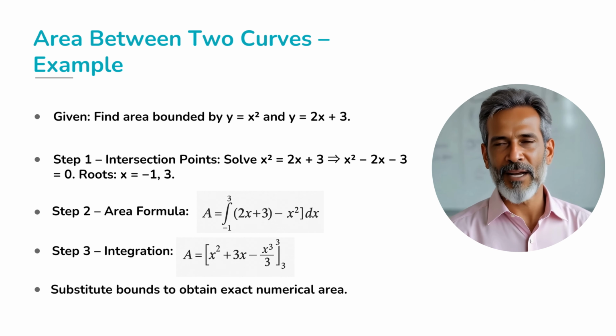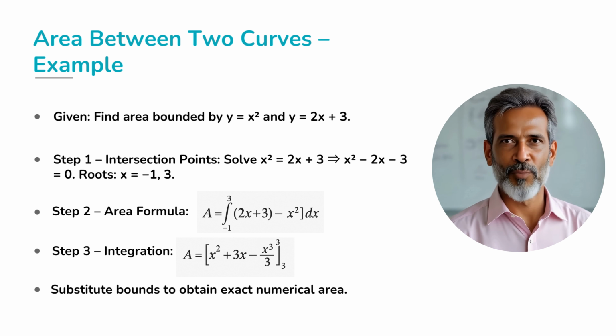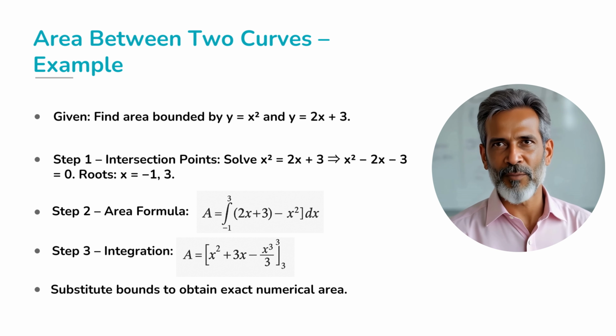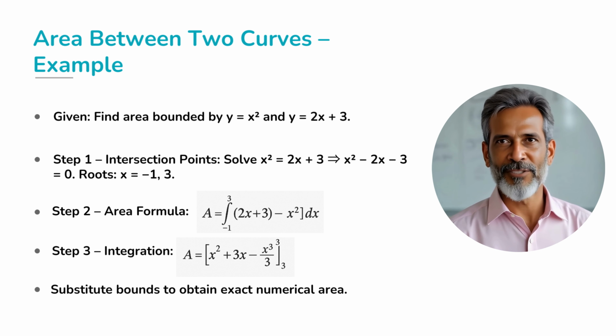Let's apply everything in a concrete example. We want the area bounded by the parabola y equals x squared and the straight line y equals 2x plus 3. Step 1. Find intersection points. Solve x squared equals 2x plus 3. Rearranging, we get x squared minus 2x minus 3 equals 0. Factorizing, (x minus 3)(x plus 1) equals 0. So, the intersections are at x equals minus 1 and x equals 3.